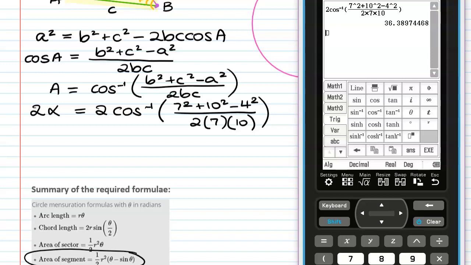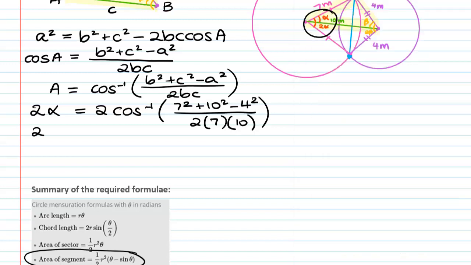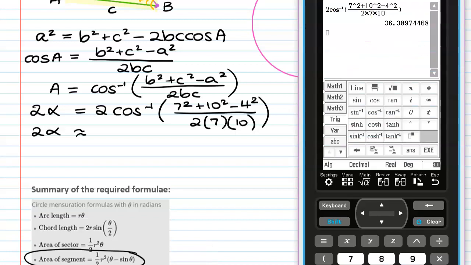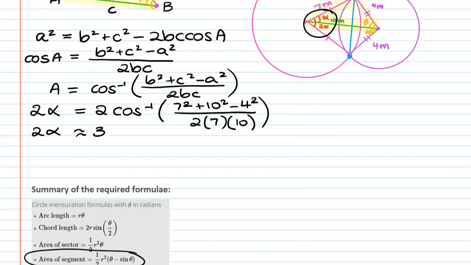And you could just use a decimal approximation here. So 2 alpha approximately equals, or you could just write equals 36.389 ... We're not rounding here, we're signifying that that angle keeps on going.